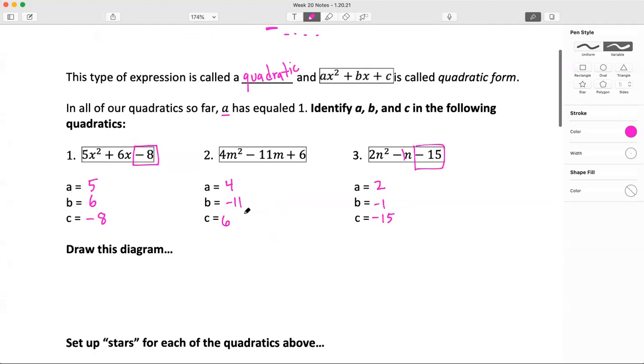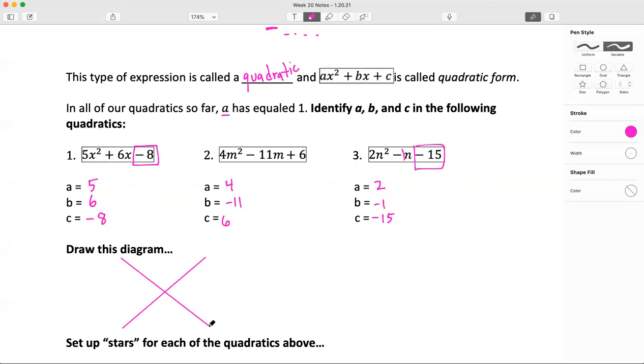Okay, why are we doing this? Well, we're going to be using quadratics a lot in the future, and being able to identify the A, the B, and the C is very important. Today, we're going to be factoring these things here, and we're going to use the star method. So the star method involves drawing stars. So it's really just a diagram, and it looks a bit like this. So you're going to draw this diagram with me here.